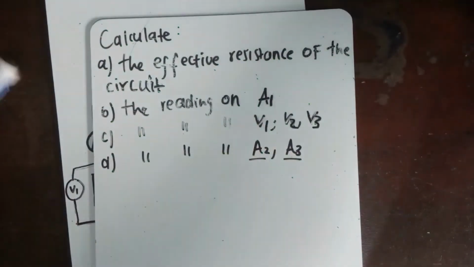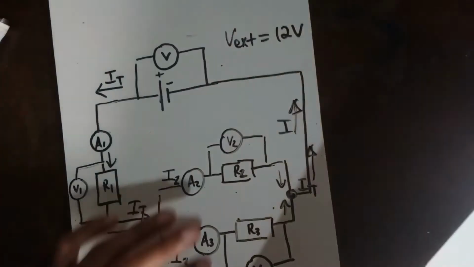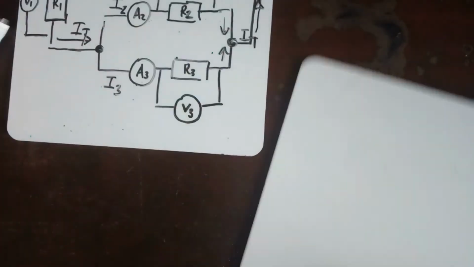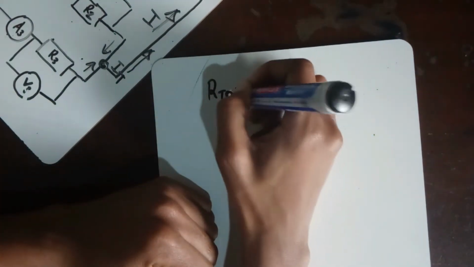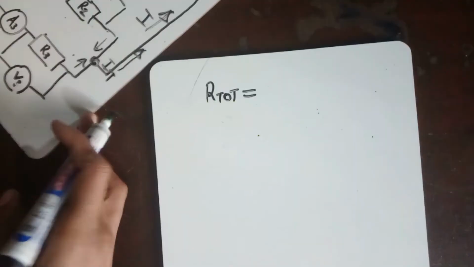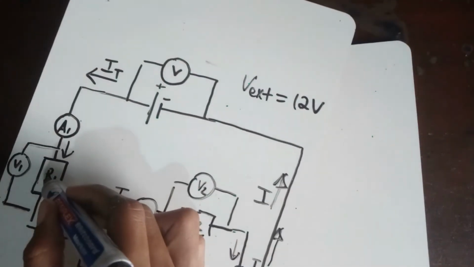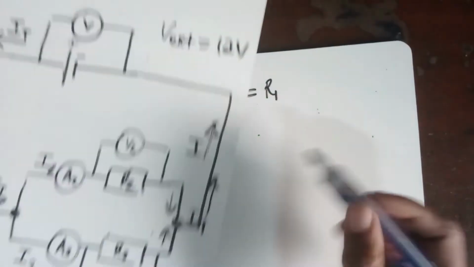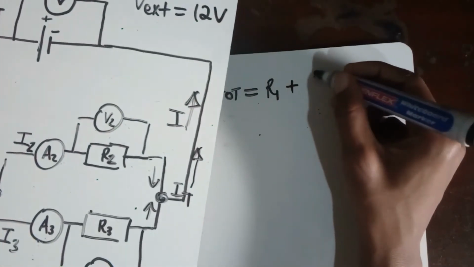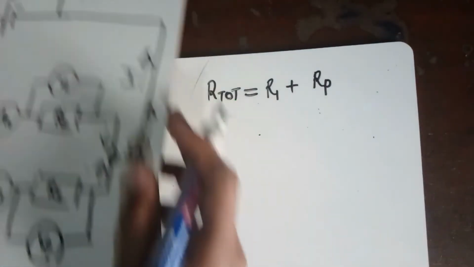Let us start by calculating the effective resistance of the circuit. That is just the total resistance in the circuit. So how do we go about doing that? The total resistance, R total, will be given by the sum of this resistor here, which is connected in series to the battery as well as to this ammeter, plus the resistance of the parallel connection.